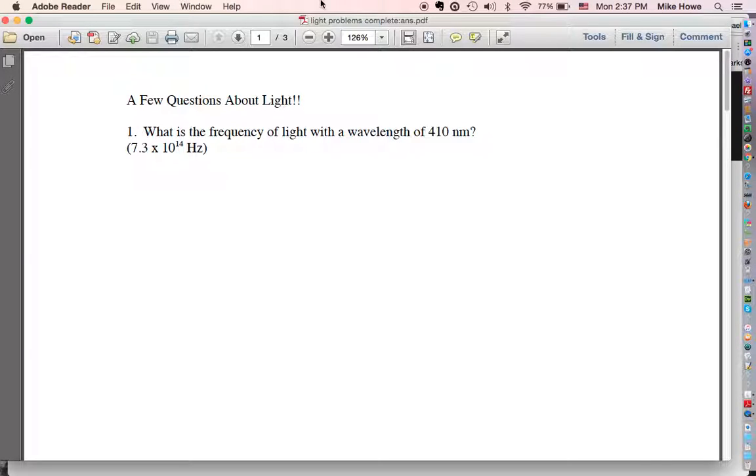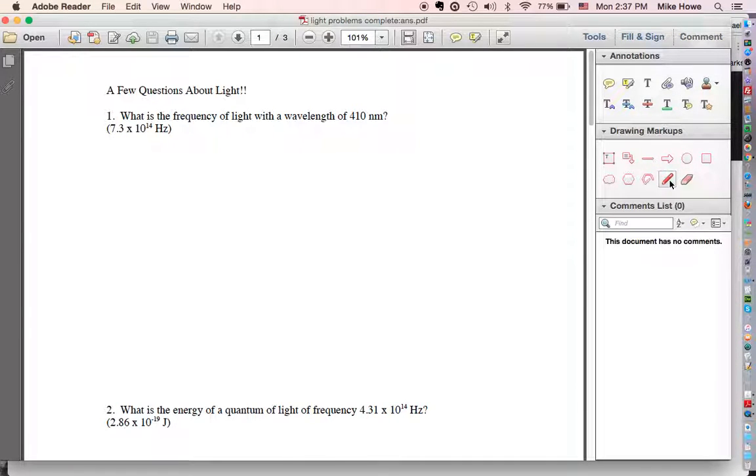So here are the two problems that I promised to do. First of all, I need to remind you that we learned today about two equations. We learned that wavelength is equal to the speed of light divided by the frequency. So we would write that as wavelength, lambda, is equal to the speed of light divided by the frequency. From now on, I'm going to start writing this equation as c is equal to lambda nu.